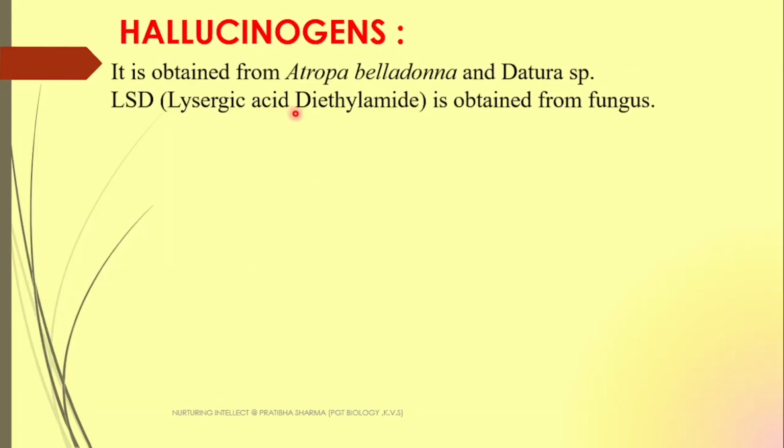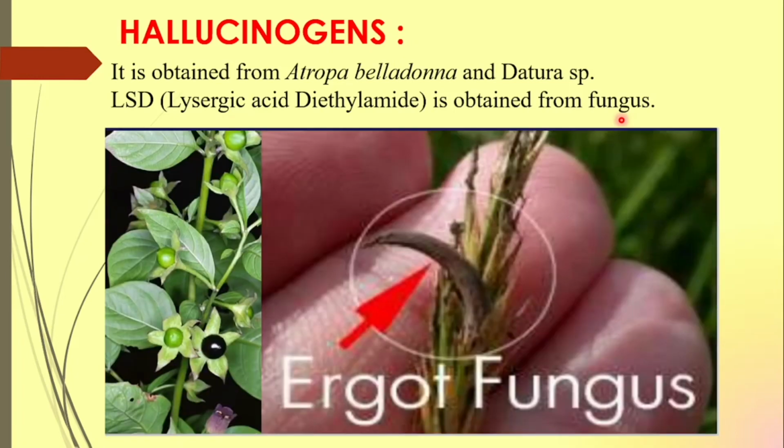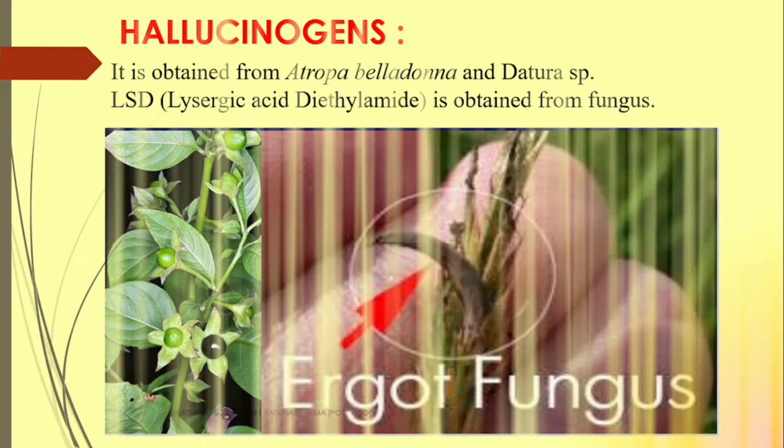There are other plants also which produce hallucinogens, that is Atropa belladonna and Datura species. LSD, lysergic acid diethylamide, is obtained from a fungus. It is also a strong hallucinogen. The name of the fungus is ergot fungus.